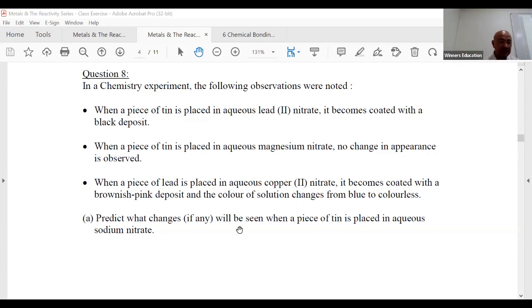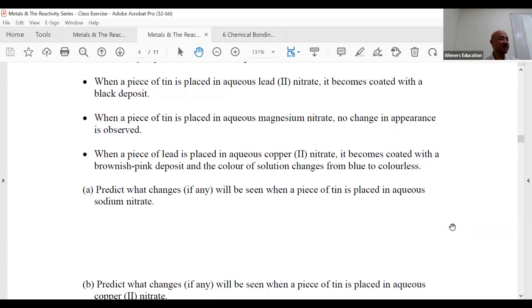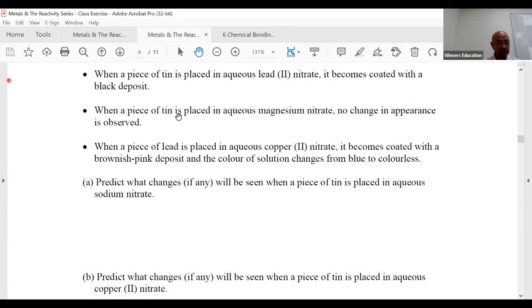Let's read. In the chemistry experiment, the following observation was noted. The first line is not a keyword, it's useless. Next, when a piece of tin is placed in aqueous lead 2 nitrate, it becomes coated with a black deposit. So let's take a look over here. What are the few things that are important to us? I'll just do my best with the color coding, okay?